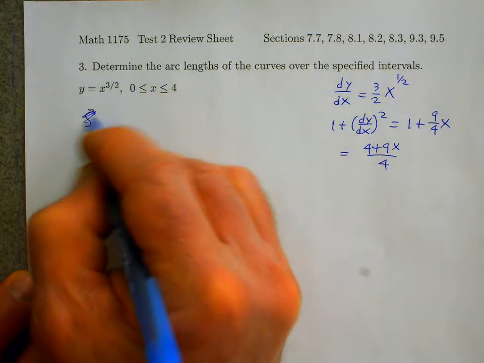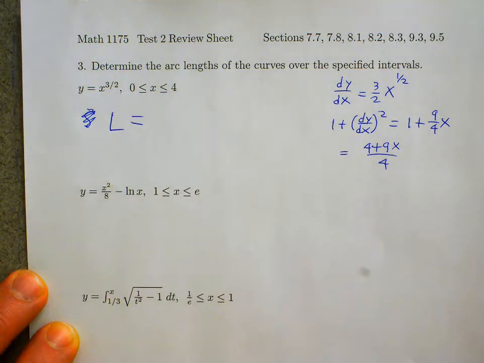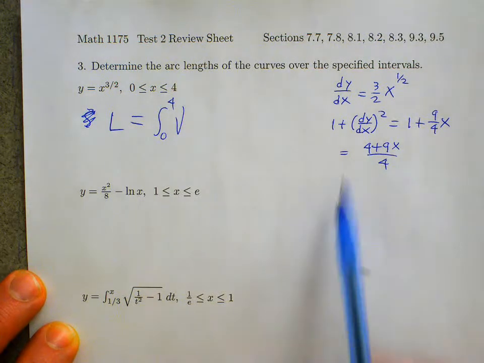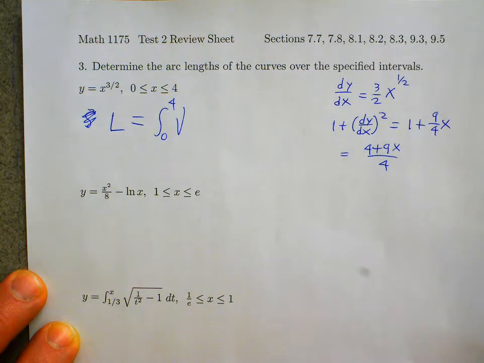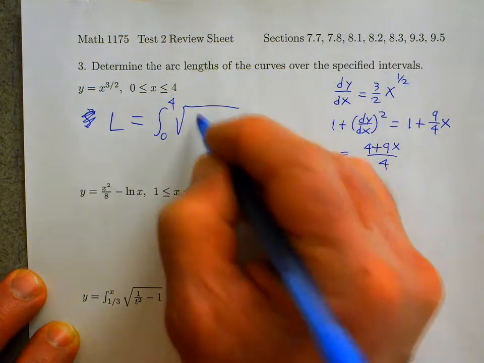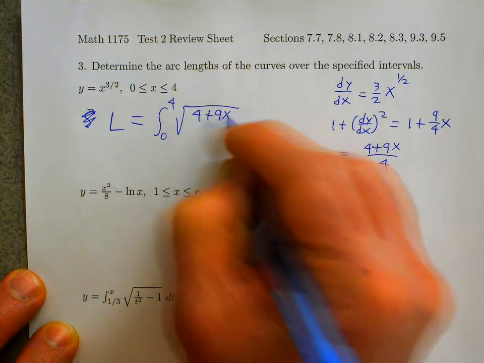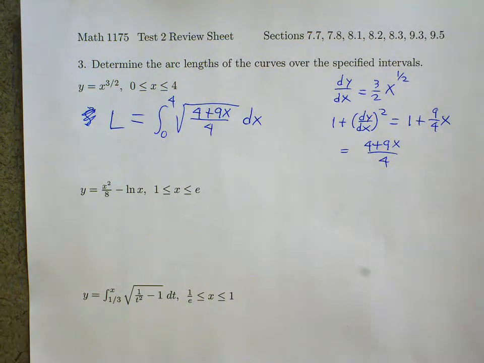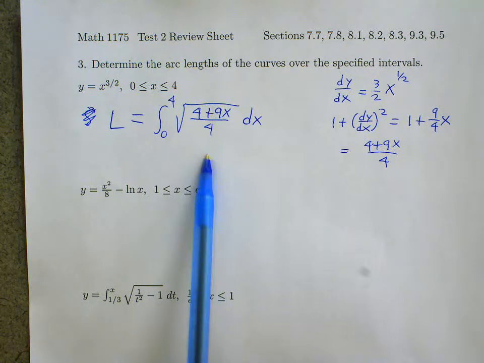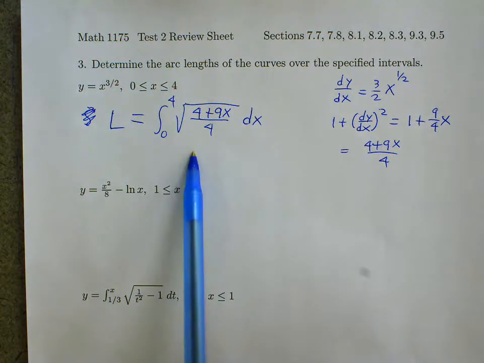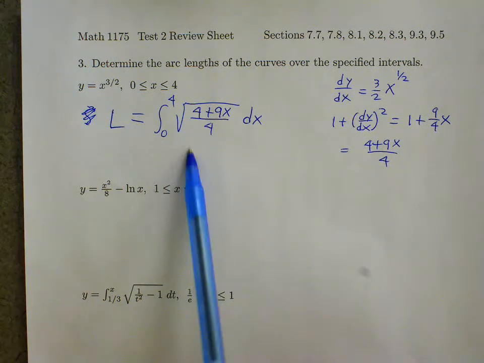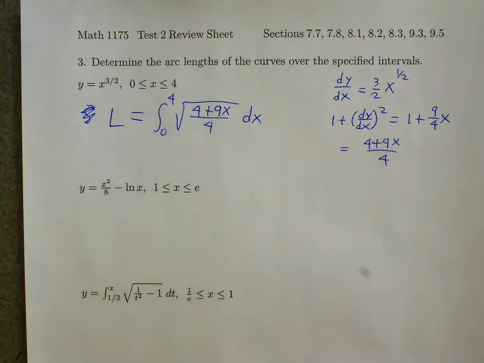So that is what, let's see, I guess we're using L for the arc length. So that's the integral from 0 to 4 of the square root of 1 plus the derivative squared. So the square root of 4 plus 9x over 4 dx. So I think this one is simple enough for you to complete. You know how to compute that integral, I mean.